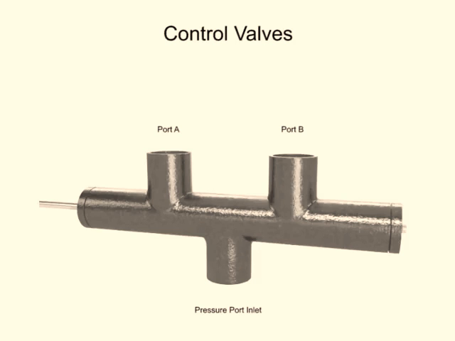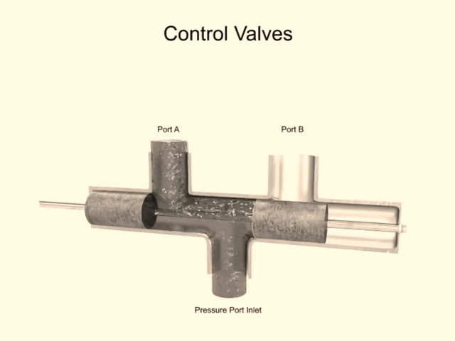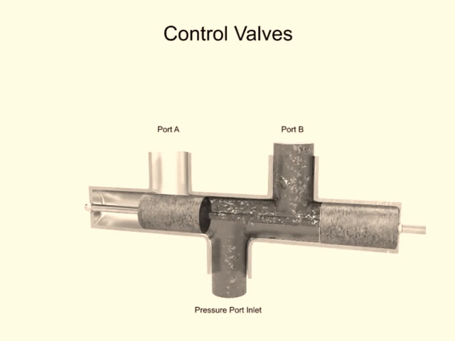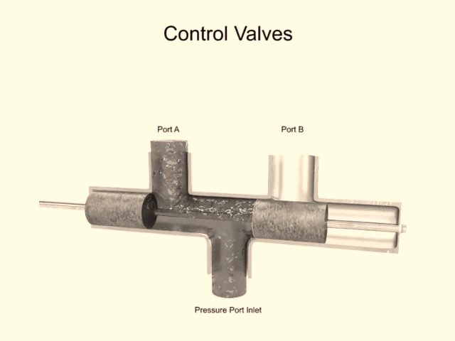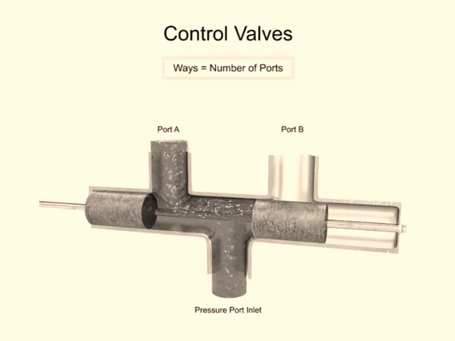Directional control valves are used to stop, start, route, and divert fluid streams without affecting the pressure level or the flow rate of the system. Directional control valves are identified by the number of ways that fluid can flow and the number of positions the valve can produce. A way refers to the number of active porting connections, called ports.